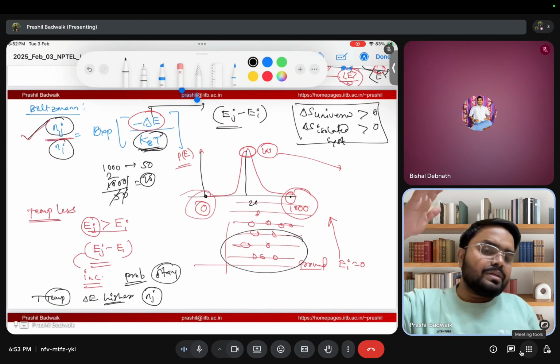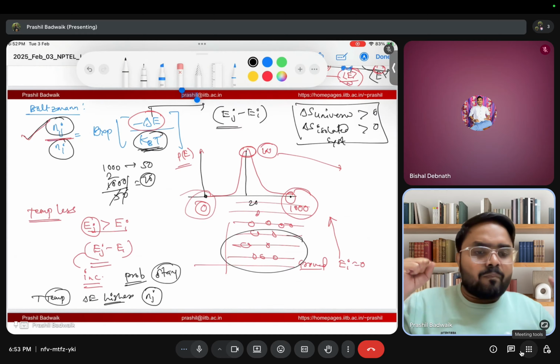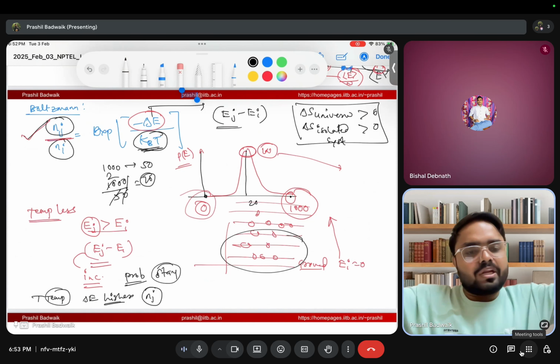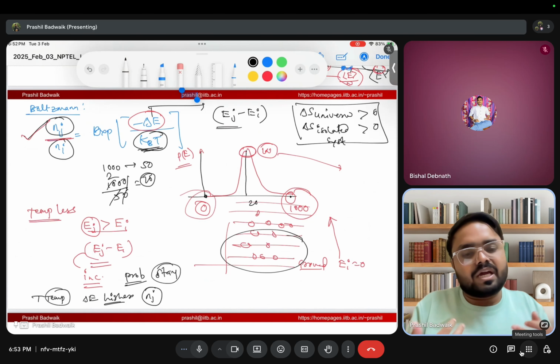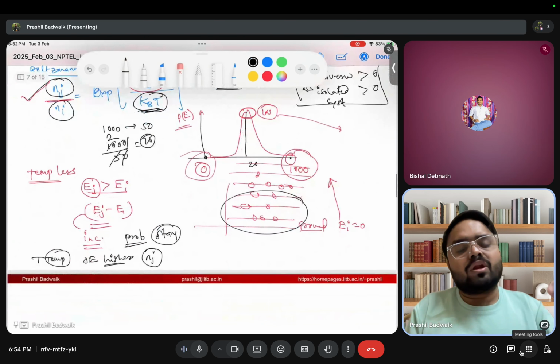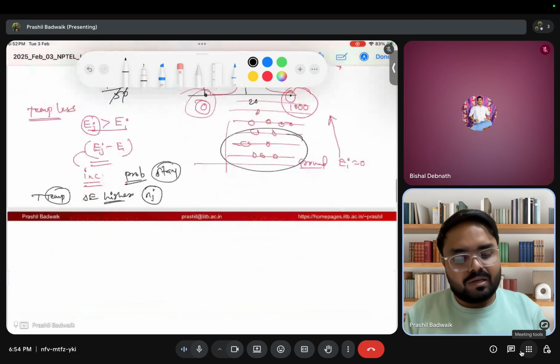So at higher temperature, particles will have more energy, right? If I have more energy, I can go to any energy level. If I have lesser energy, I cannot go to the higher energy levels. This is what it is. So with an increase in the temperature, more and more energy levels are also equally possible.